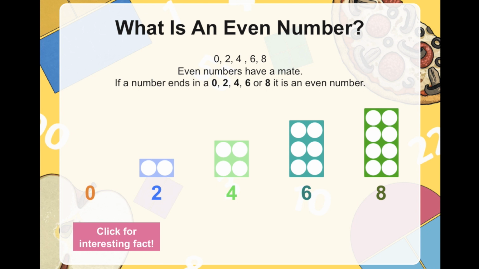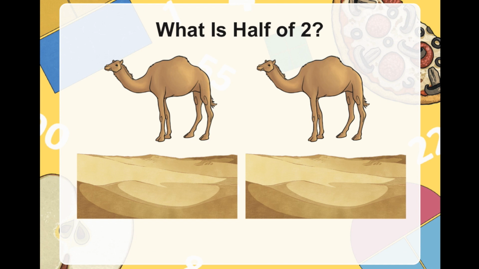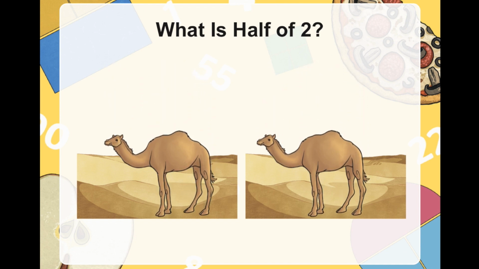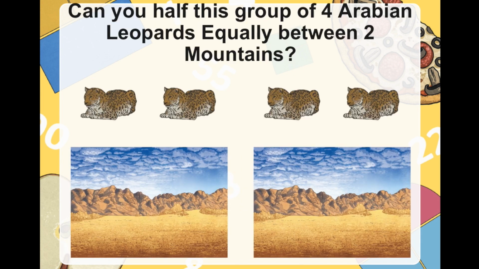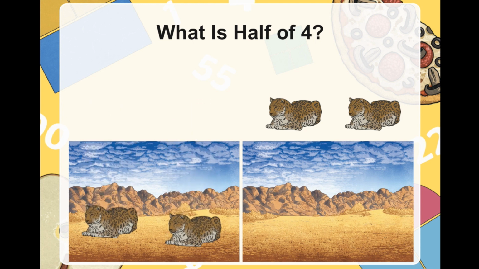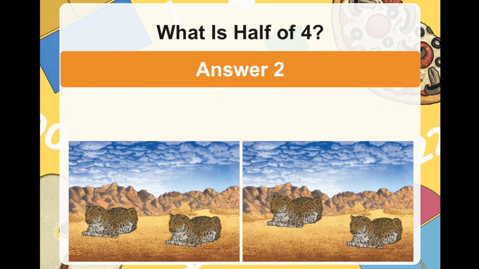Can you try to halve this group of camels equally between the 2 sand dunes and find out what is half of 2? So half of 2 is 1. Can you halve this group of 4 Arabian leopards equally between 2 mountains to try and find out what is half of 4? Half of 4 is 2.